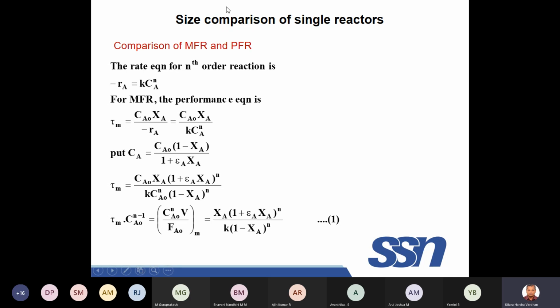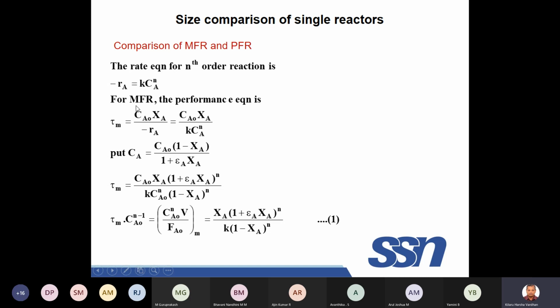We are discussing the comparison either in terms of tau, that is space time, or in terms of the volume. When we compare, we use an nth order reaction, and then you can put order 1 and 2 and compare. As the order increases, the variation in the sizes will be large. That is what we saw yesterday. Let me recap what we did.